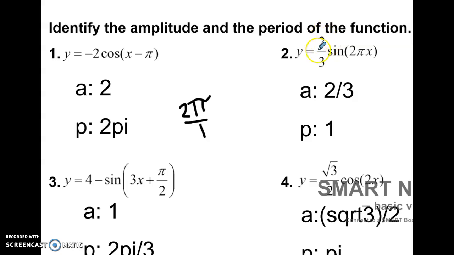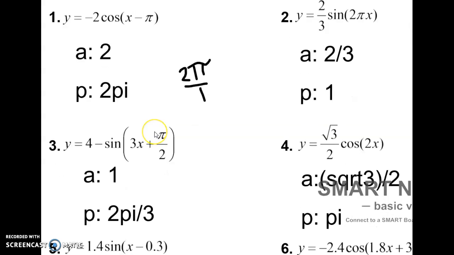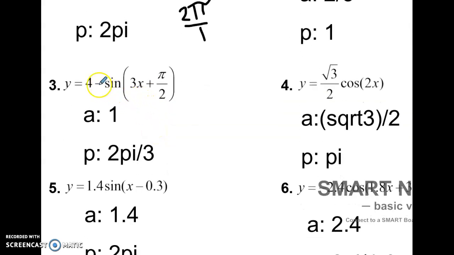Number 2, the number in front of the trig function is 2/3, so the amplitude is 2/3. 2 pi divided by 2 pi is 1, so the period is 1. Number 3, even though there's a lot of stuff going on here, the amplitude is always just the number in front of the trig function. So the amplitude is positive 1. The period would be 2 pi divided by 3, or just 2 pi over 3.